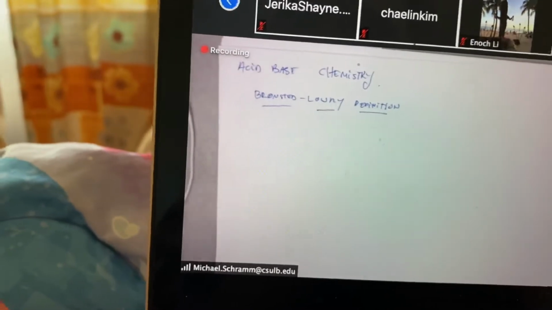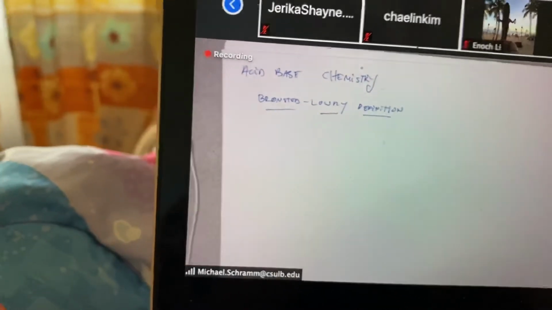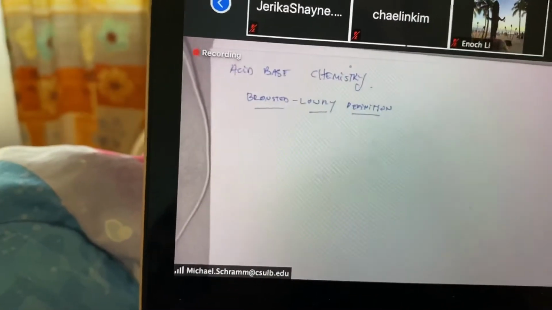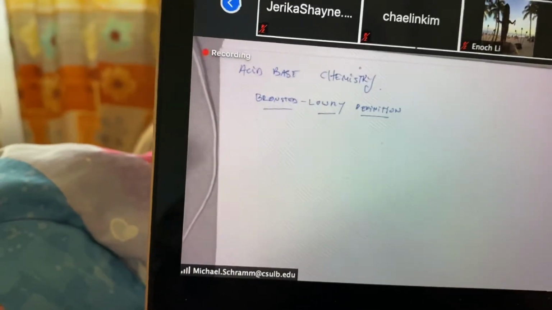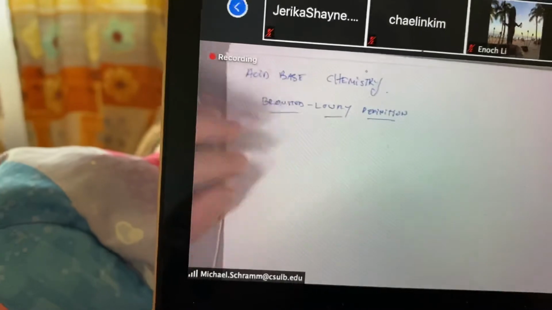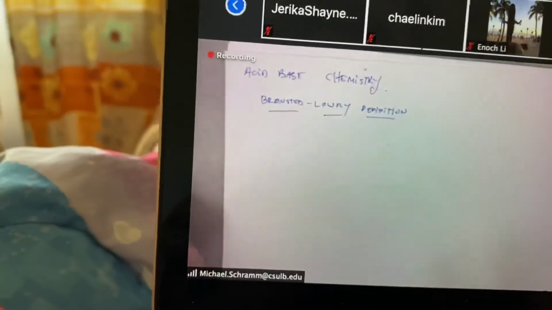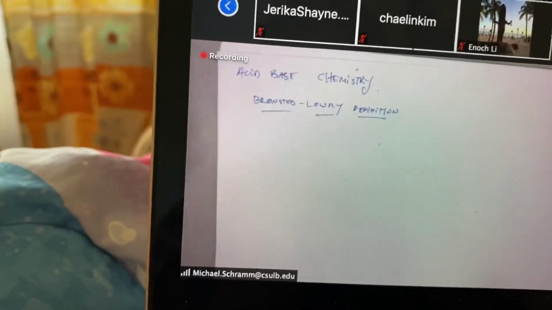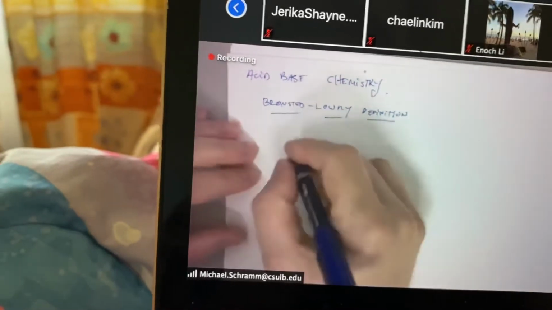Acid-base chemistry is pervasive in nature. It's pervasive for many of you who are biology majors. Many of you going on to study biochemistry, any types of biological systems, acid-base chemistry is pervasive. You will see it over and over again. So if you feel weak on acid-base chemistry from your past exposure, now's the time to really learn it.